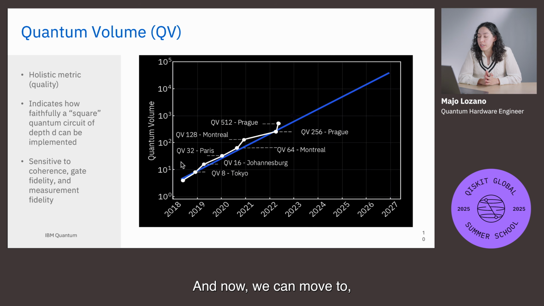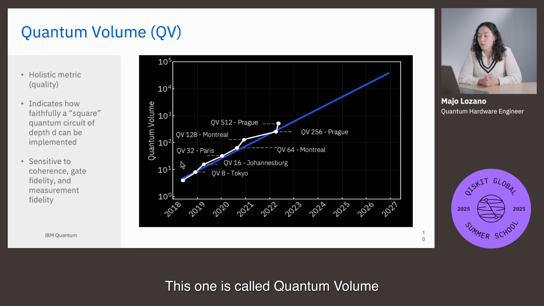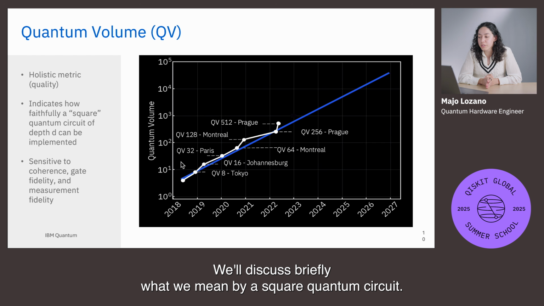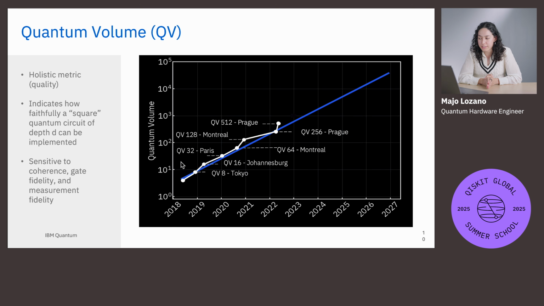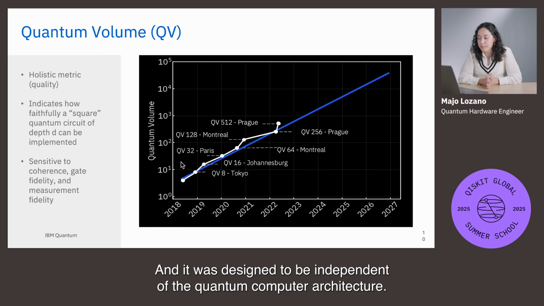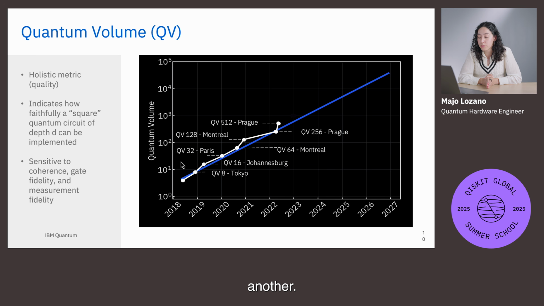And now we can move to one of our main benchmarks that we'll be introducing today. This one is called a quantum volume, and it indicates how faithfully a square quantum circuit of depth d can be implemented. We'll discuss briefly what we mean by a square quantum circuit. Quantum volume is what we would call a pass or fail test, and it was designed to be independent of the quantum computer architecture. This allows for different types of architectures to be compared to one another.